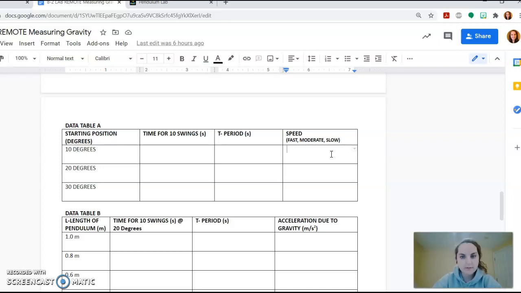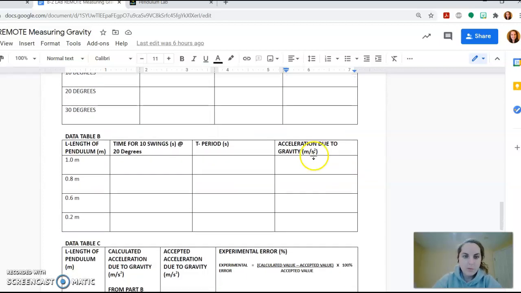Now, on the speed, fast, slow, moderate, I just want you to tell me that description. Is it fast? Is it moderate? Is it slow? You do not have to solve for anything here. You just need to tell me the description of what your pendulum looks like.